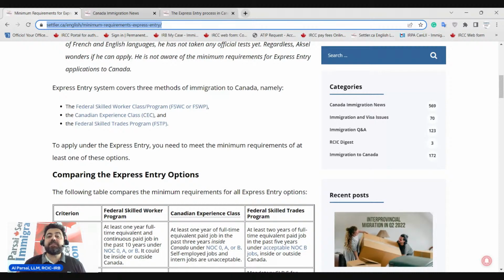Remember that express entry is for federal immigration, and because the federal government has an agreement with the province of Quebec, if you want to immigrate to the province of Quebec, you need to directly immigrate to Quebec.